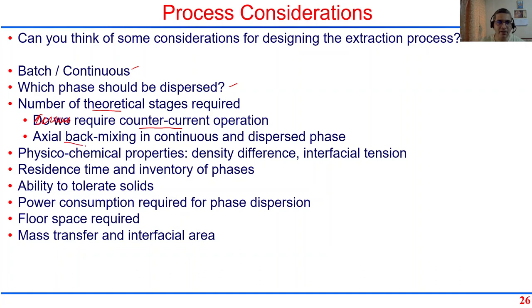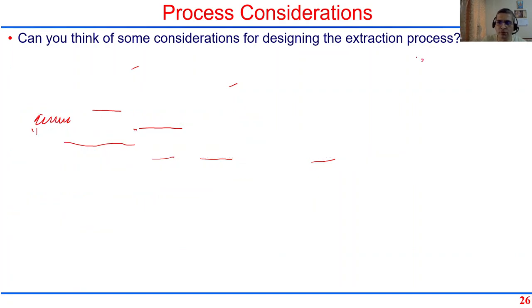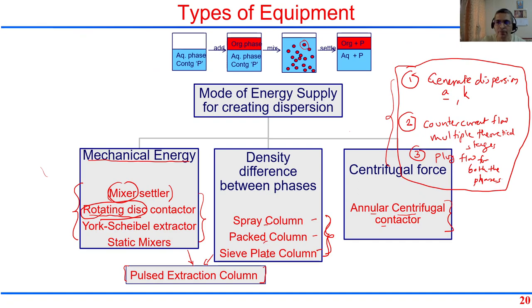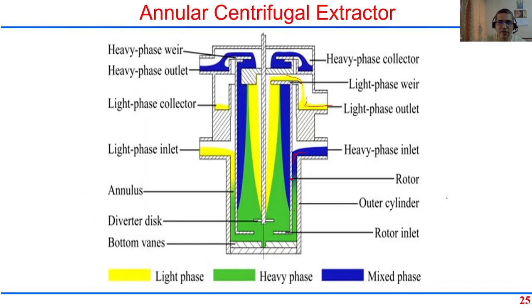If there is backmixing, I want to quantify axial mixing. Physicochemical properties: what is the density difference between the aqueous phase and organic phase? What is the interfacial tension? That's how the droplet is going to be created. So many considerations are there. Right now I've only shown you three major considerations. That's the most important just now, but there are other considerations as well.